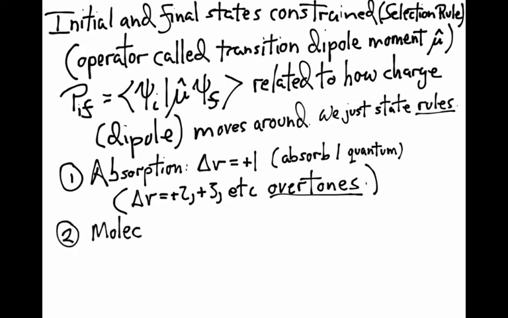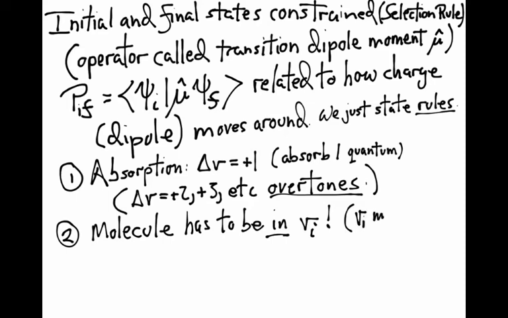The next part of the deal is the molecule actually has to be in the initial vibrational state. So VI has to be what we call populated. And if you'll remember, we were talking about the characteristic energies of vibrations earlier, and most vibrations of molecules under room conditions at least are almost always in the vibrational ground state. So really, mostly, the initial vibrational quantum number is basically 0.